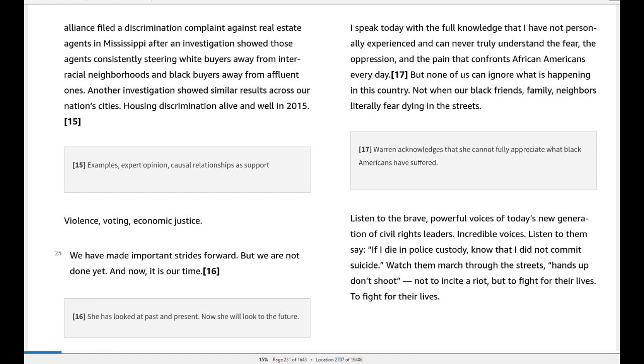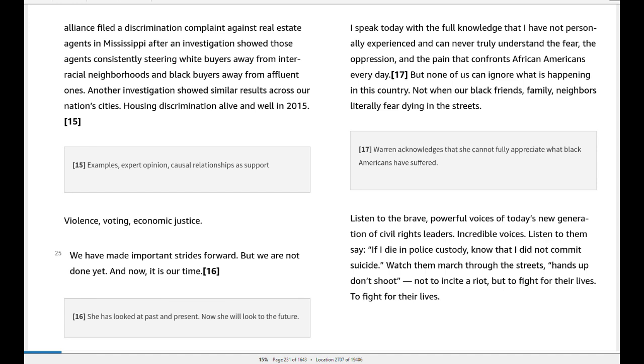Student note 15. Examples, expert opinions, casual relationships as support. Violence, voting, economic justice. We have made important strides forward, but we are not done yet, and now it is our time. Student note 16. She has looked at past and present. Now she will look to the future.